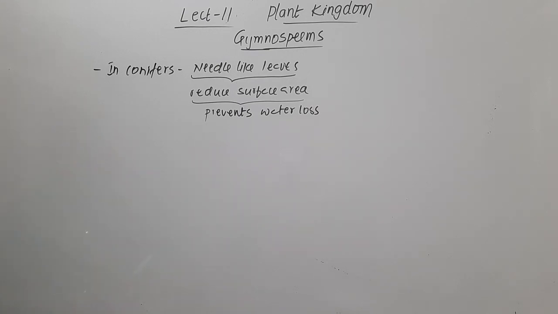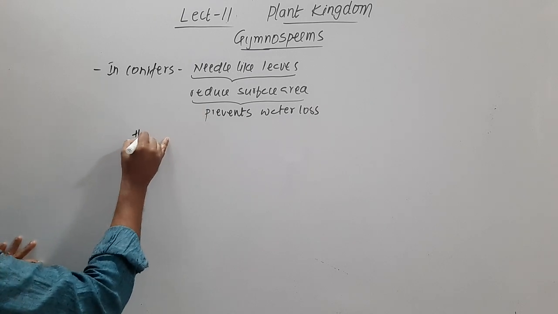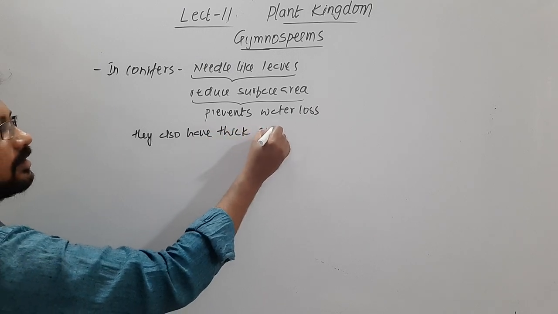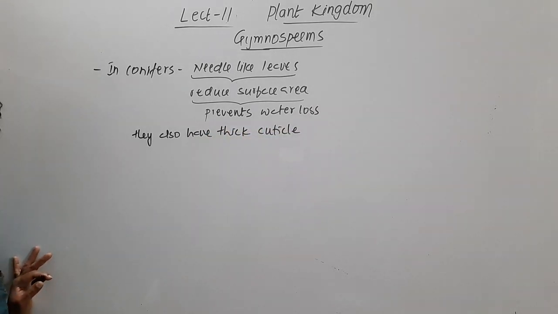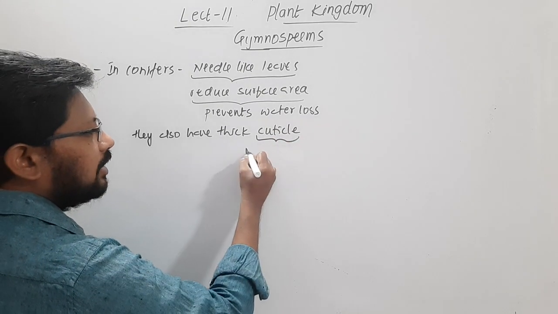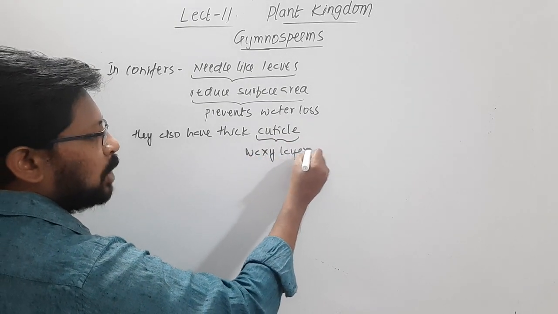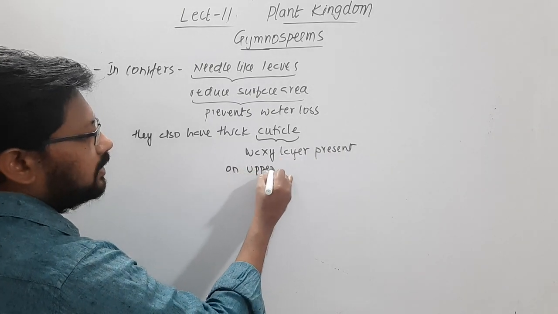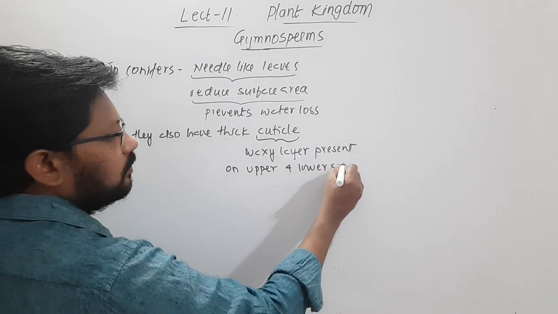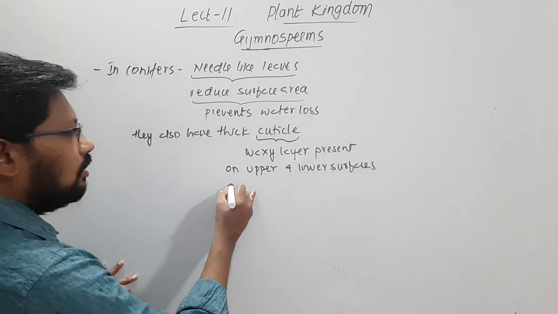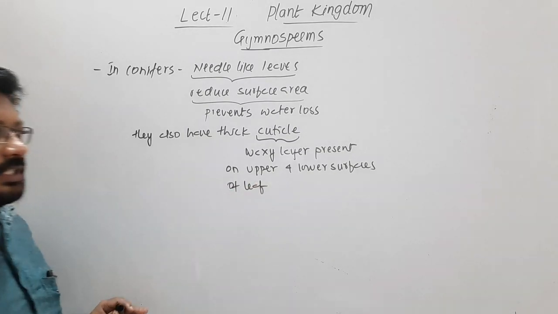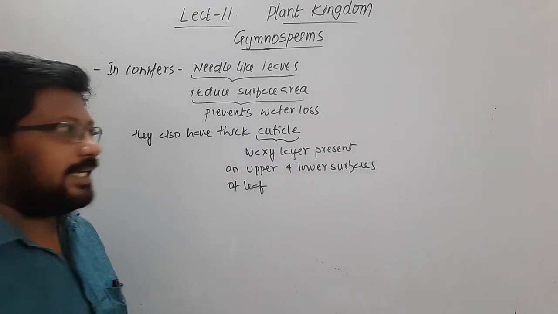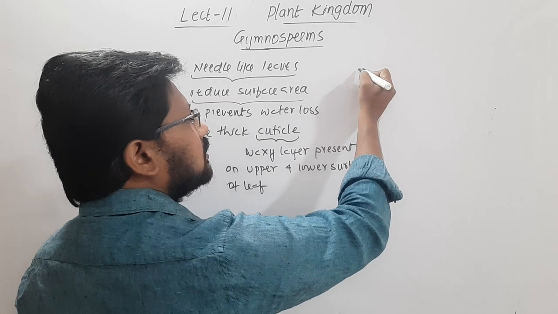Then they also have thick cuticles. Here, cuticle is a waxy layer present on upper and lower surfaces of the leaf. It means it covers the upper and lower surfaces of the leaf.